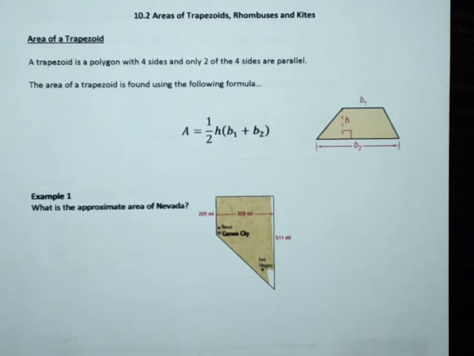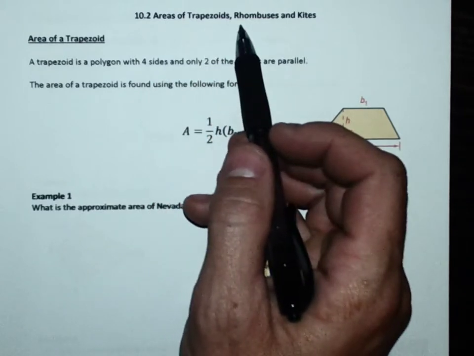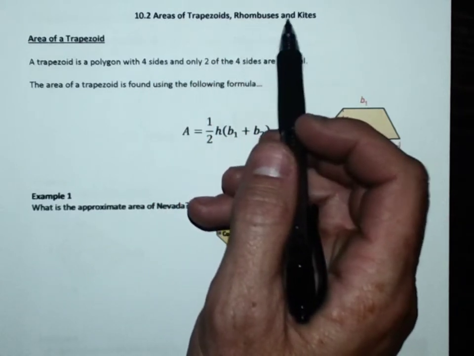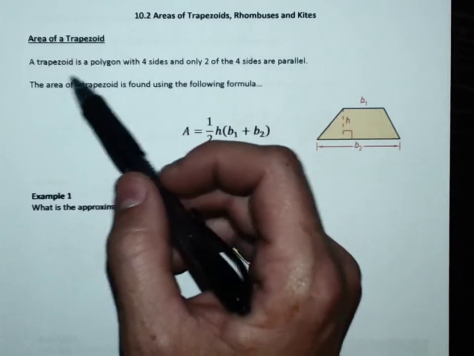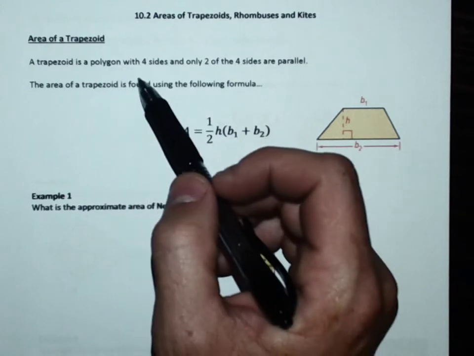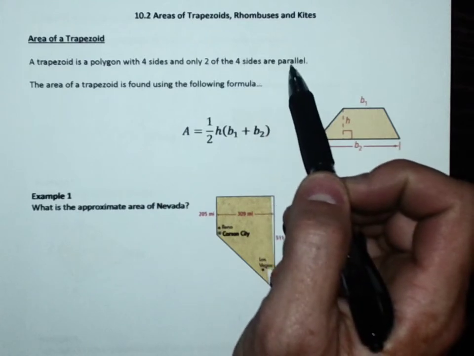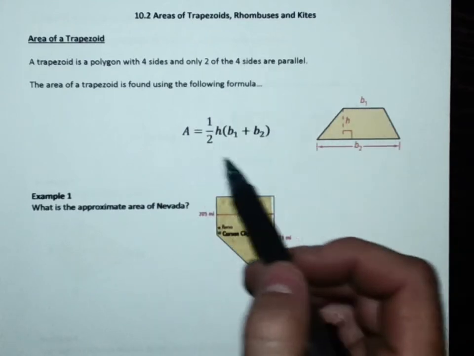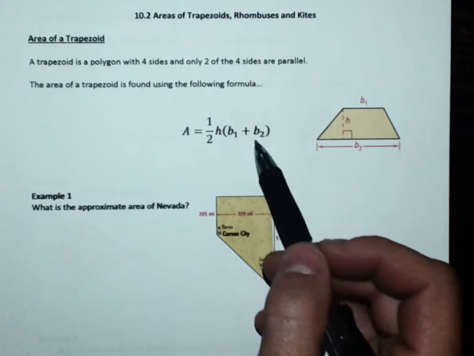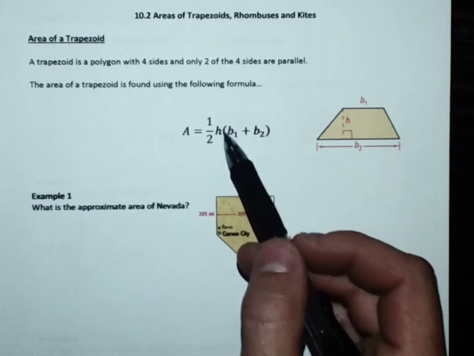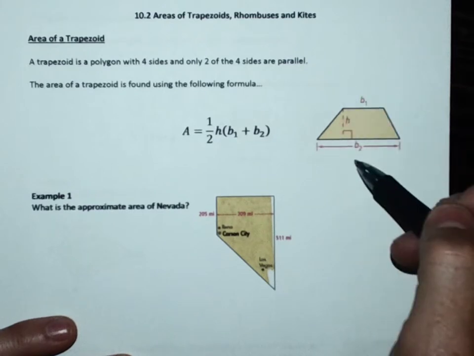So today we're going to be covering 10.2 areas of trapezoids, rhombuses, and kites. So we're going to start off with what a trapezoid is. Okay, a trapezoid is a polygon with 4 sides, but only 2 of those 4 sides are parallel to each other. The area of the trapezoid is found by adding together what we call the bases, multiplying that by the height, divided by 2. So if you look at this picture right here, this is a trapezoid.